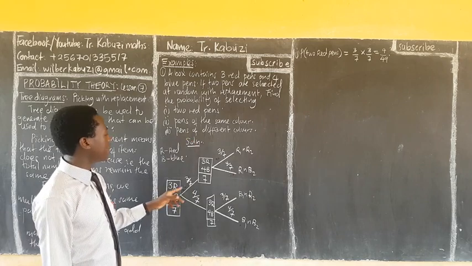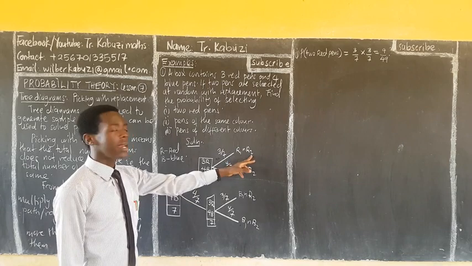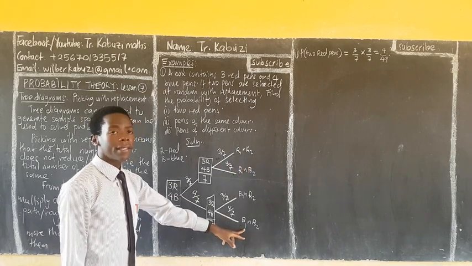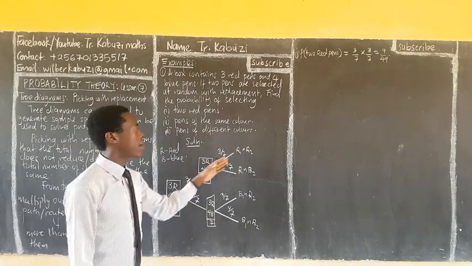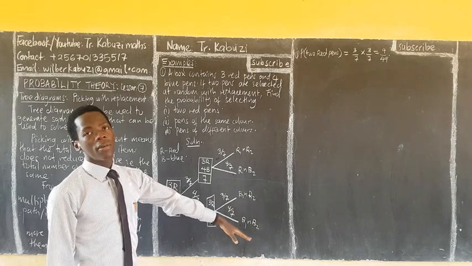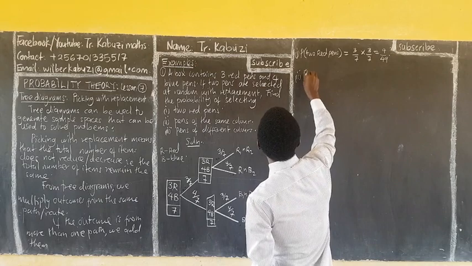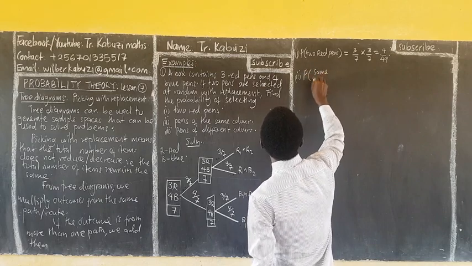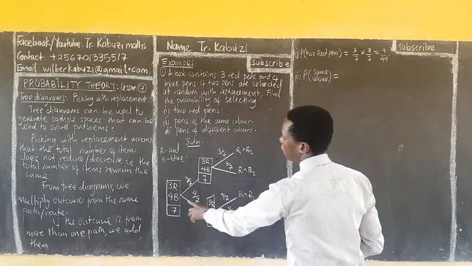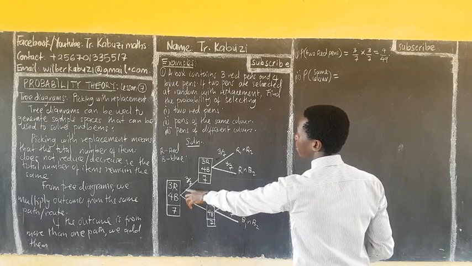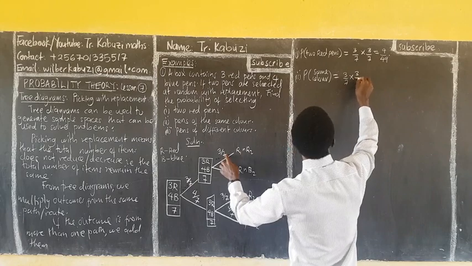So for the same color, here we are picking the same color, two pens. When I go here, this was red and this was red the second time. Also here, blue the first time, then blue the second time. So probability of picking the same color, we are either picking red or picking blue. So here my probability of the same color is going to be, along the same path, we multiply. So I'm going to multiply 3 over 7 times 3 over 7.